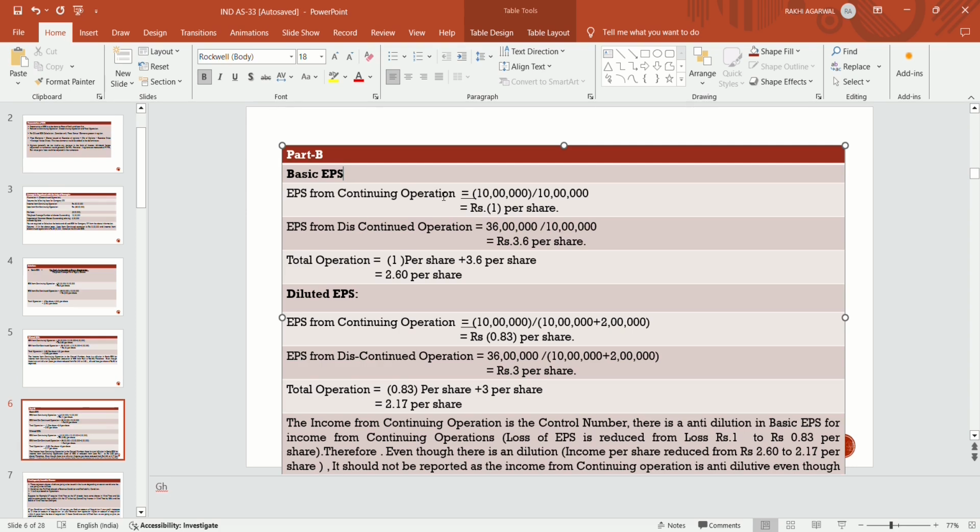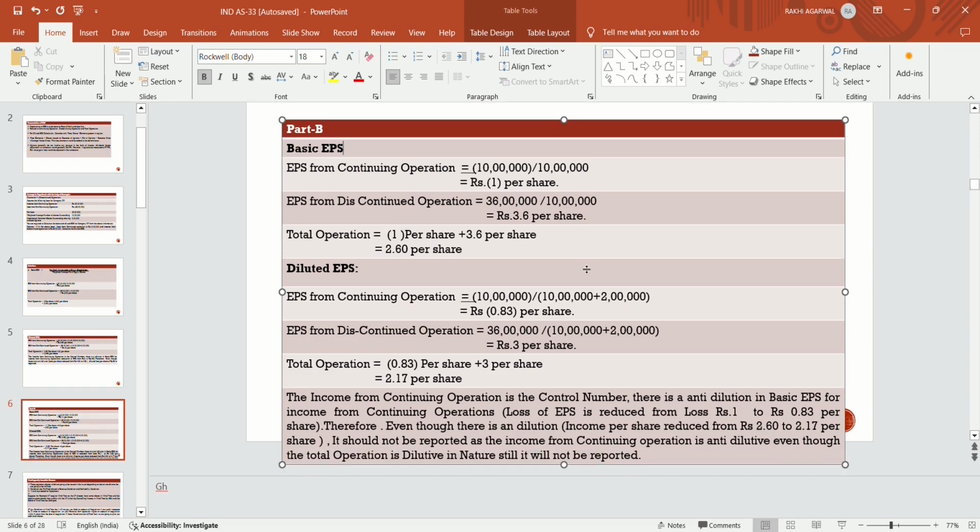case of total operation, that profit is decreased from 2.60 per share to 2.17 per share, even though it gives a dilution effect, it should not be reported, as the income from continuing operation is anti-dilutive in that case. So though the total operation is dilutive in nature, still it will not be reported, because we have to look into it from the continuing operation perspective, not from the total operation perspective, in order to report the dilution effect.